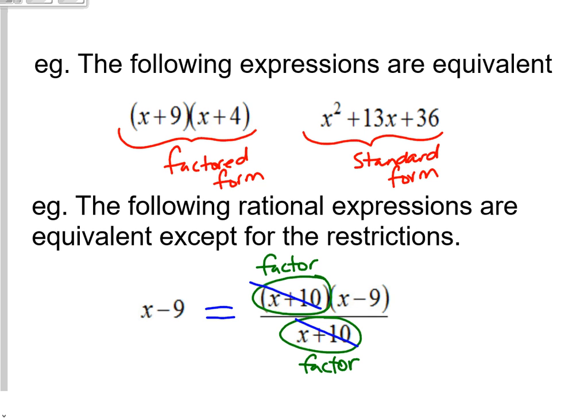The only difference with this is that I have to talk about my restrictions. And my restrictions are what x is not allowed to be. In this case, x would not be allowed to be negative 10, because if I put a negative 10 into my denominator, I would get negative 10 plus 10, which would give me 0. And remember, you can never have 0 in the denominator of a fraction.